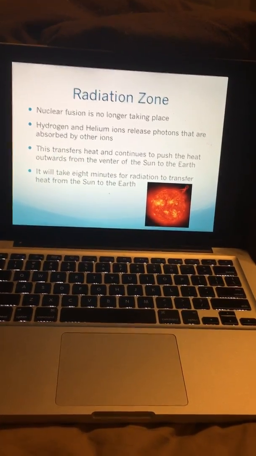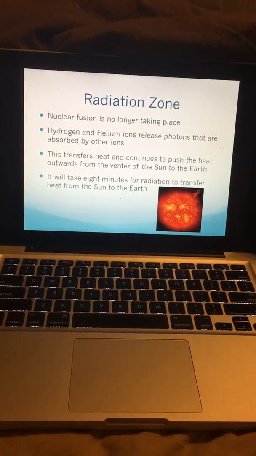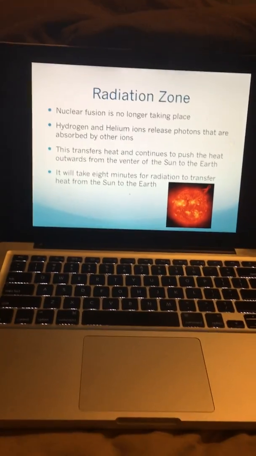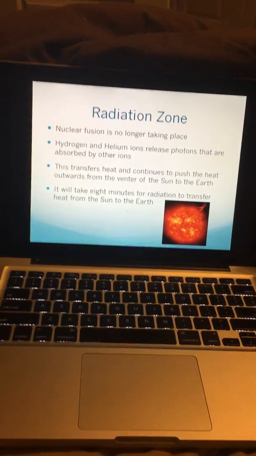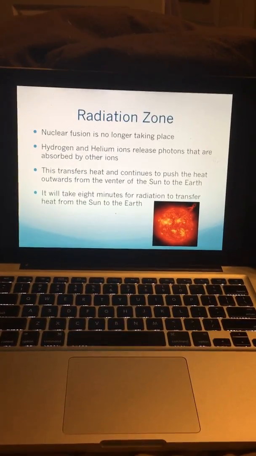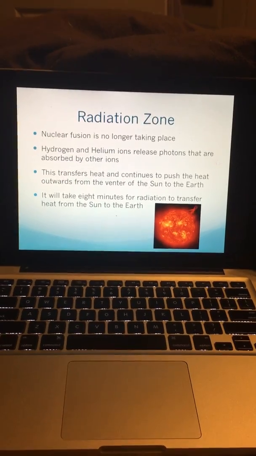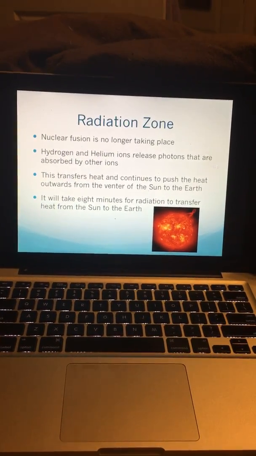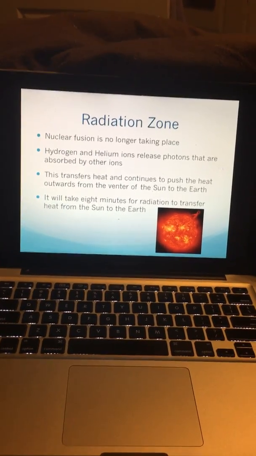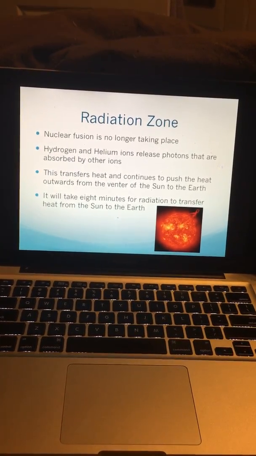The process of the sun heating and lighting the Earth will now continue in this radiation zone. The nuclear fusion that was happening in the core is no longer taking place, but instead a process called radiation that I have just discussed. In the radiation zone, the hydrogen and helium ions begin to release photons that are soon absorbed by other ions. This transfers the heat and continues to push the heat outwards from the center of the sun to the Earth. It will actually take about 8 minutes for radiation to transfer the heat from the sun to the Earth.